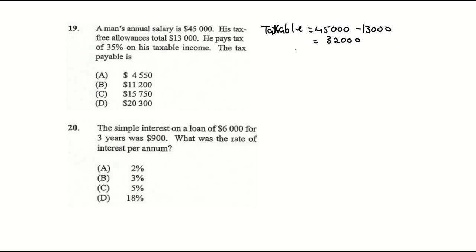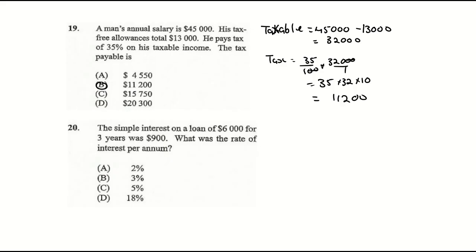And then we have to find the tax he pays. The tax he pays would be 35% of 32,000, which is 35 multiplied by 32 multiplied by 10. Right? Because 320 is 32 by 10. When you multiply this, you are going to get an answer of 11,200. So the answer is B.